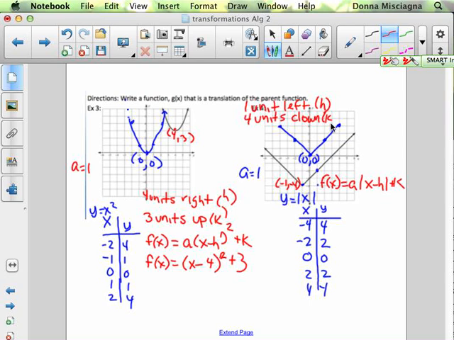So now let's plug in here. So we have f of x equals, no point plugging in the 1, but this would be x, so this is h, this is k. This would be x minus a negative 1 minus 4. And then we'll go ahead and simplify. So f of x equals the absolute value of x plus 1 minus 4.